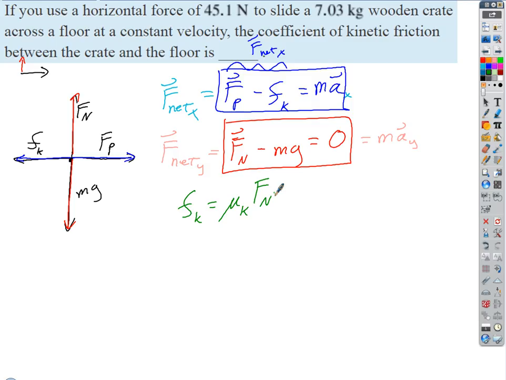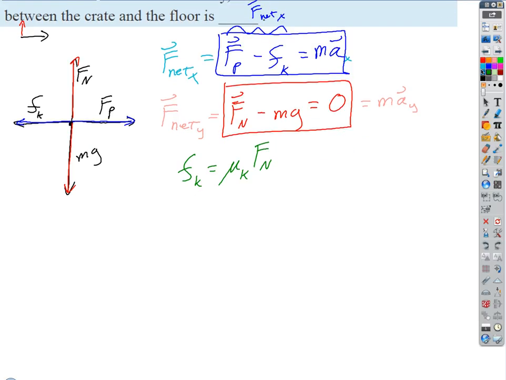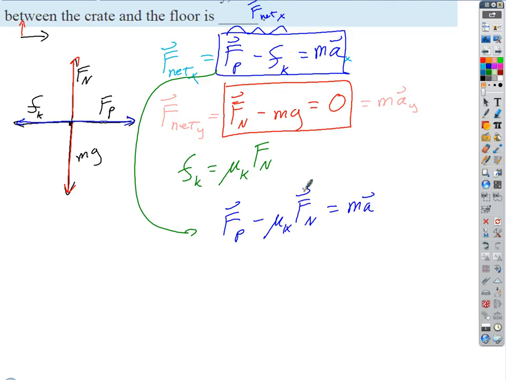Okay, so we could take the blue equation, and if we use that model, it's going to become F sub P minus mu sub K times normal force equals MA, okay? Right? Would you put the mu and normal force in parentheses because of PEMDAS? Oh, it doesn't matter. You don't need to. Because of PEMDAS it won't matter.